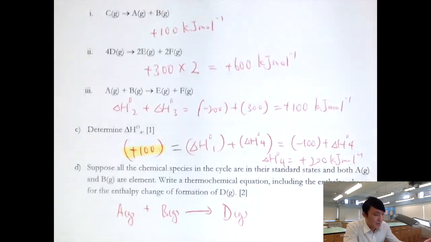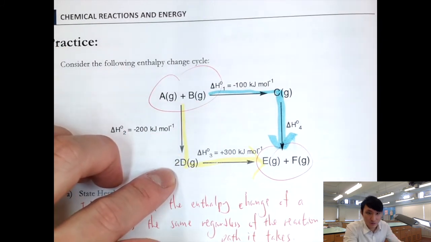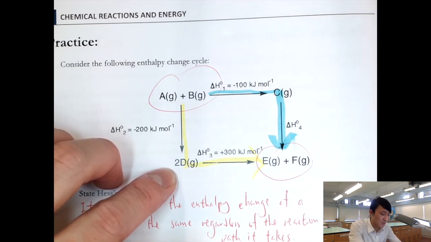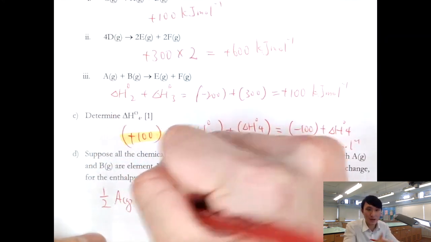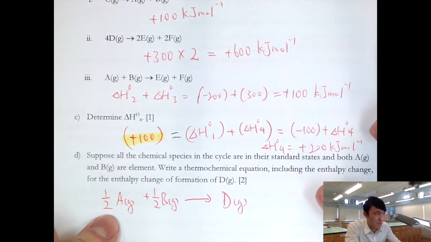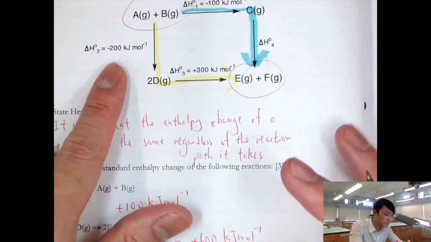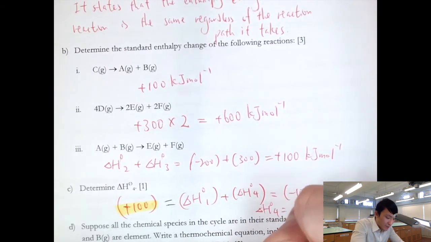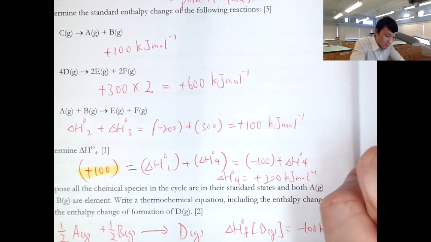All right? But you also realize that A reacts with B to form 2D, right? But now, according to the definition, if we want to form D, D must be set as 1 mole. Okay, so D must be 1 mole. So therefore, here it must be half. Okay, and because this is half mole of A reacting with half mole of B to form 1 mole of D, the enthalpy terms must be halved as well. So the delta H naught f of D here must be equal to -100. Okay.